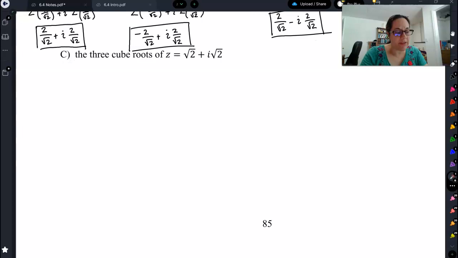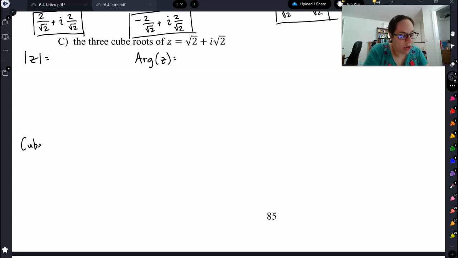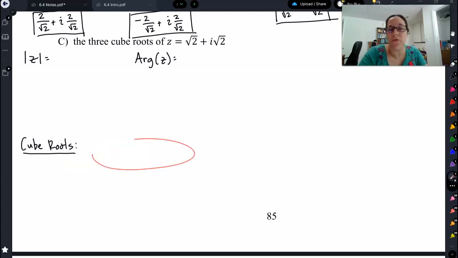We only have 2 problems left, and I'm going to leave these more and more up to you to do. So here we have the 3 cube roots of this. It's getting a little more complicated. Start the same way by finding our modulus and our argument, writing it in your polar form, and then doing your cube roots rule. Let's go to that point, get the cube roots rule, and then we'll check our answers at that point. Then we'll actually write out our 3 cube root answers. So just get to our cube roots rule point, and then we'll come back to check your work.